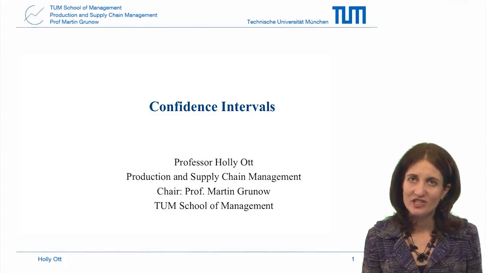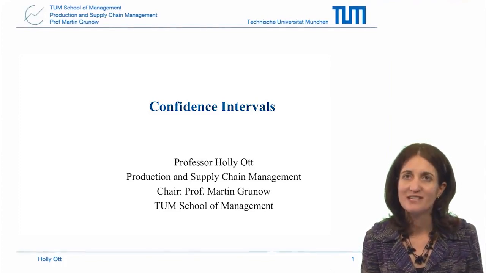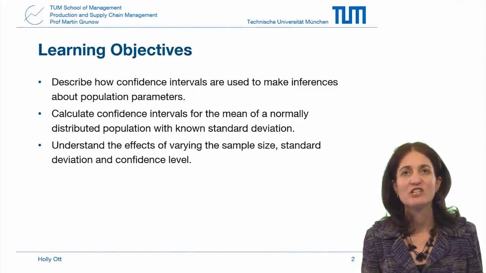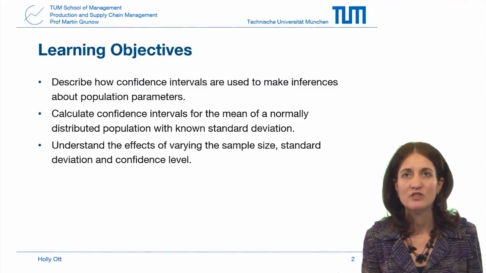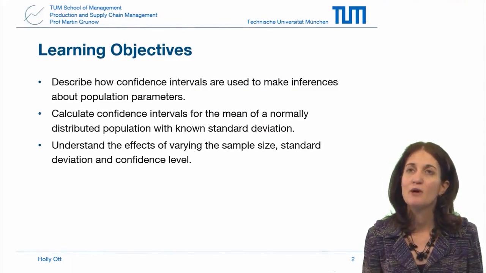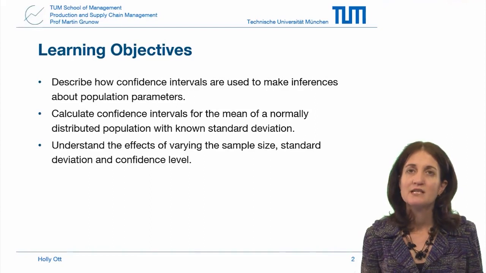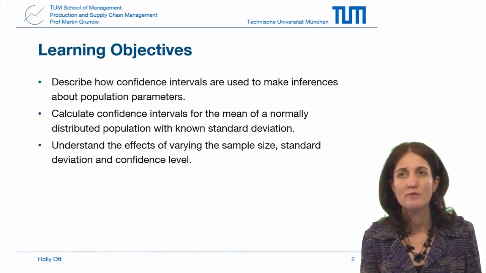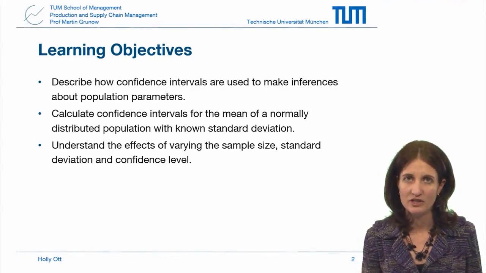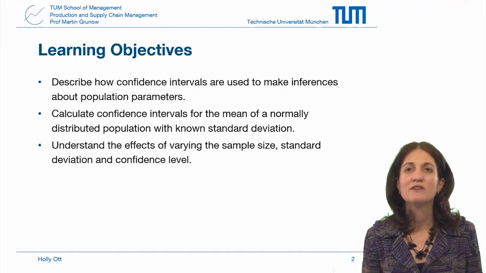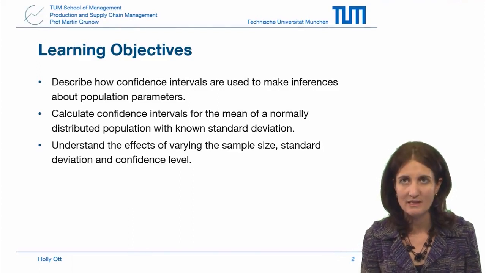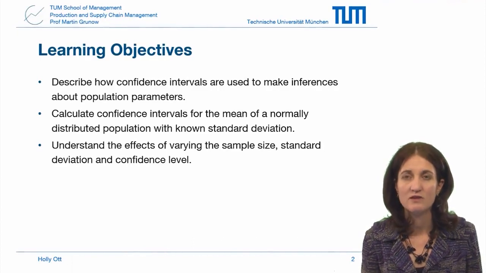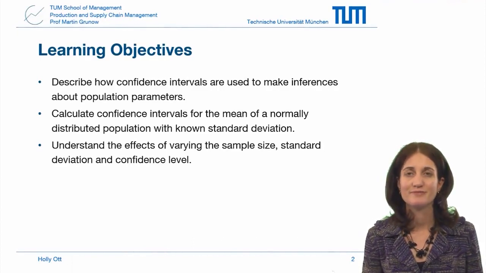This section will give an introduction to confidence intervals. The learning objectives for this session are to describe how confidence intervals are used to make inferences about population parameters, to calculate the confidence intervals for the mean of a normally distributed population with known standard deviation, and to understand the effects of varying the sample size, the population standard deviation, and the confidence level on the confidence interval.